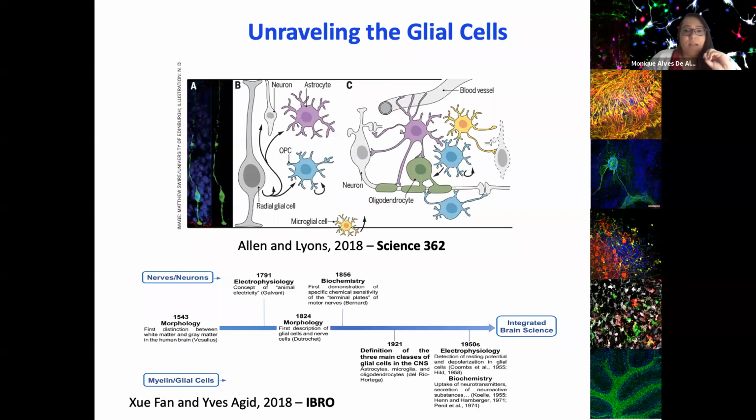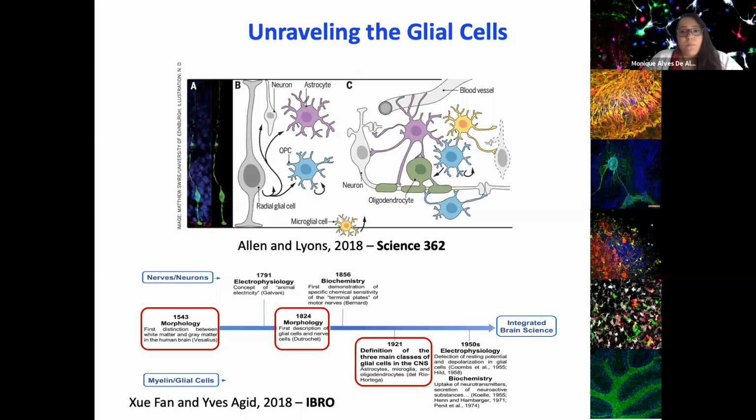So the first event that eventually led to the discovery of glial cells was reported in 1543 by Vesalius, who first observed the difference between white and gray matter in the human brain. Later, glial cell and nerve cell morphology were described in 1824 by Dutrochet, who, however, identified them as components of a single anatomical unit.